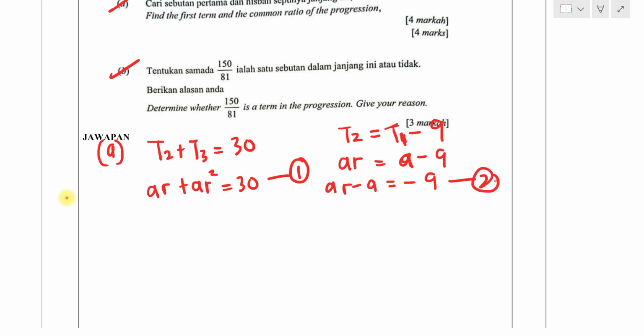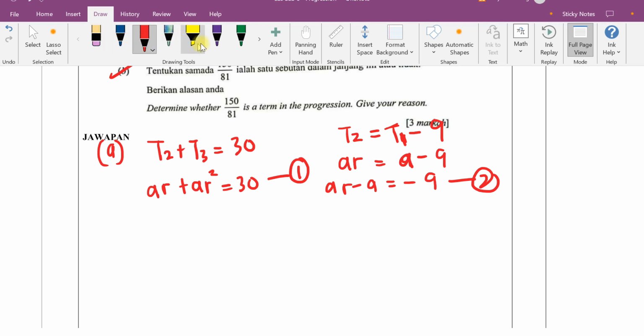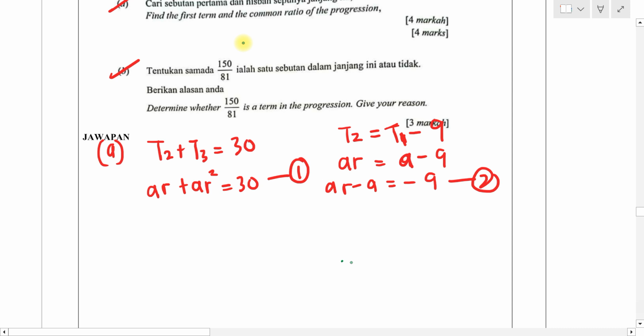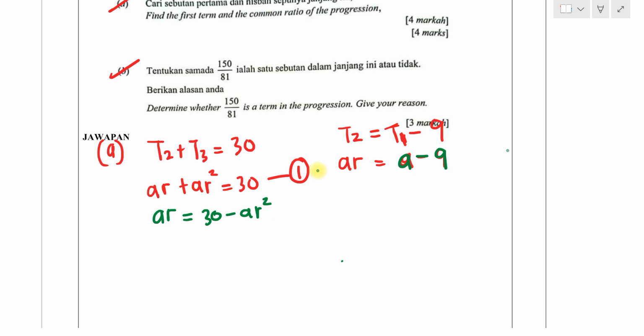It looks odd, but it's the same as what you usually do. If we try substitution, the problem is both are non-linear. AR is equal to 30 minus AR squared, and I'd just let AR be like that. A minus 9, both also have AR. So 30 minus AR squared should be equal to A minus 9. The problem is we got the R squared there. Still not solvable, I think.